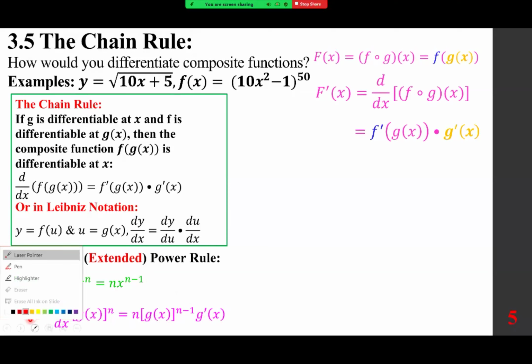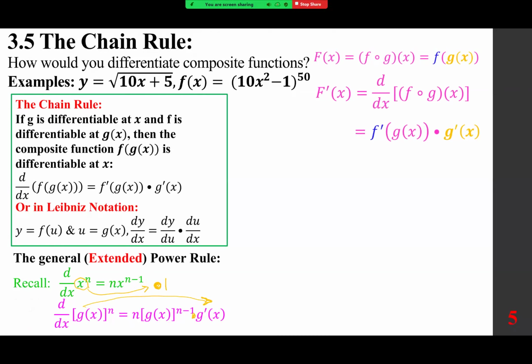Think about it this way. If you are raising x to the power of n, you need the derivative of x, but the derivative of x is 1. But in this case, you need the derivative of g, and it's not 1, so you need times g prime of x. So that is the comparison to the basic power rule.